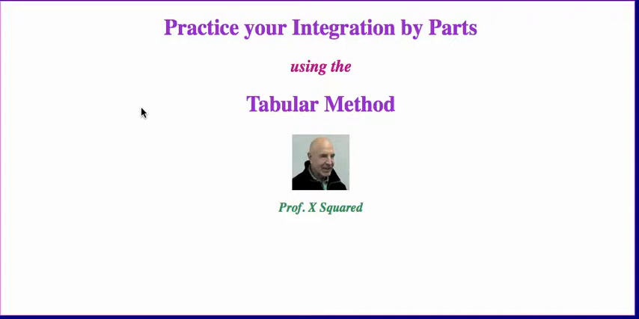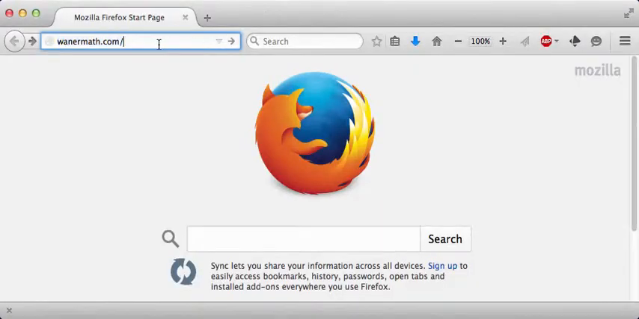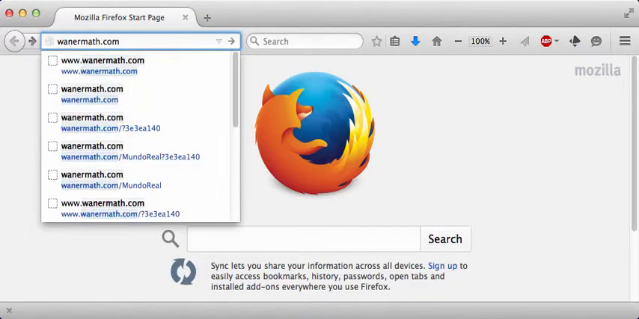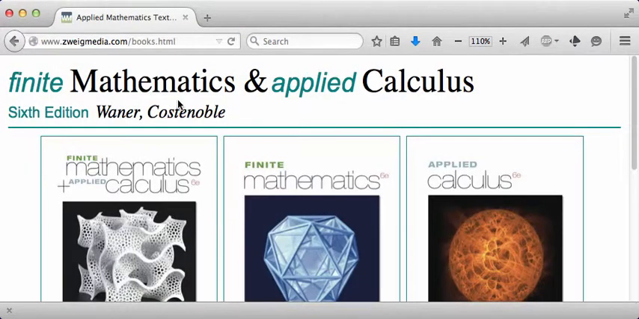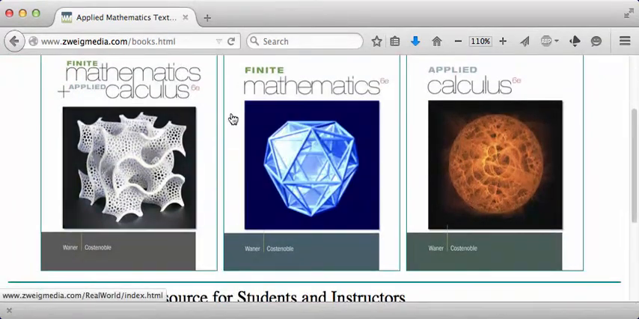If there's a good place, that is at my website. And my website is called waynamath.com. So what I'm going to do is take you there. I will bring up a browser, and then in the browser I'm typing waynamath.com. W-A-N-E-R-M-A-T-H dot com. The slash is optional, of course. And you can just hit enter, and you go to the website of our textbooks.